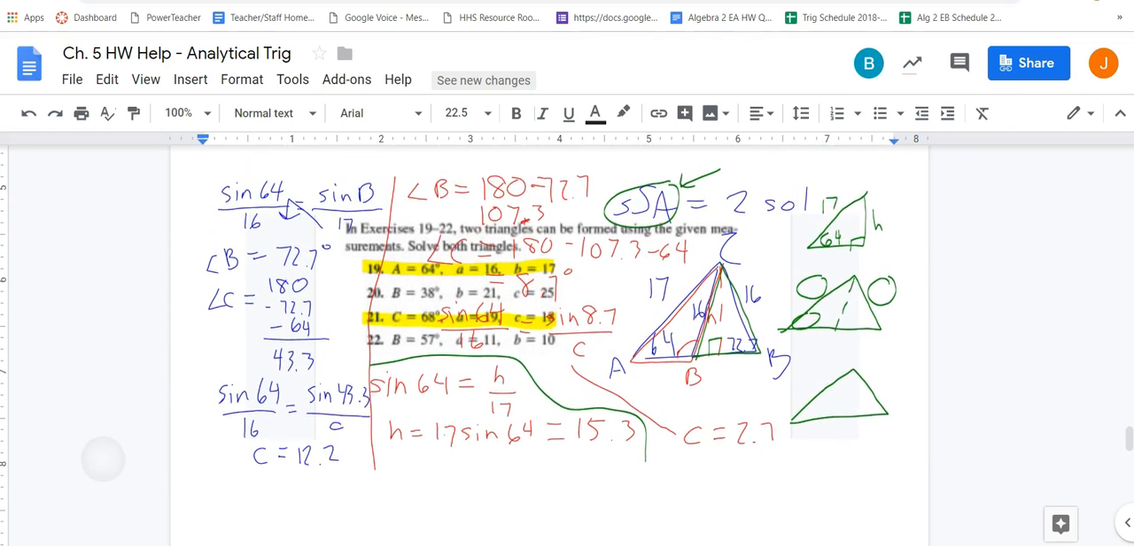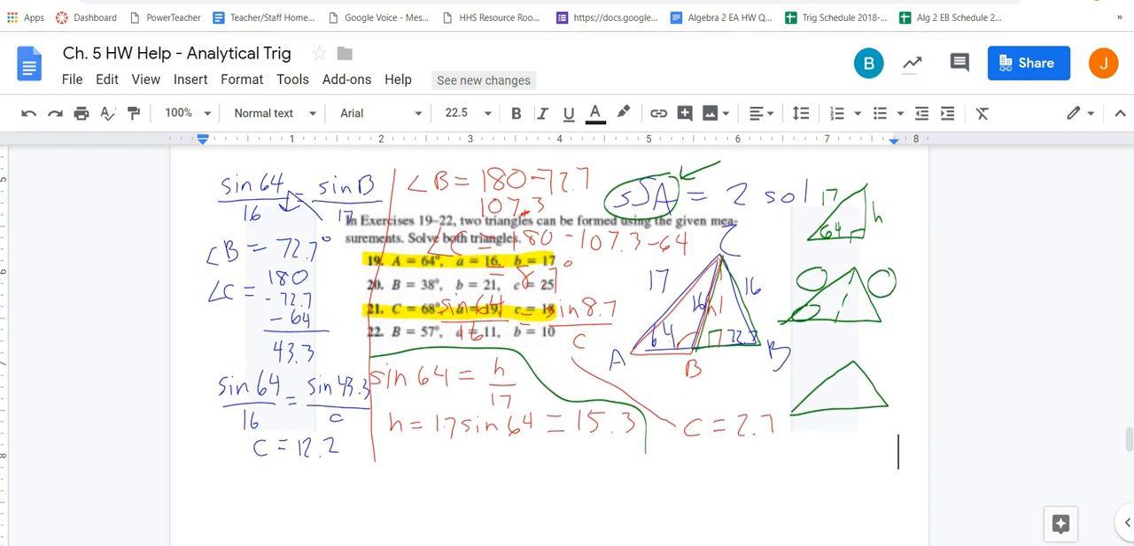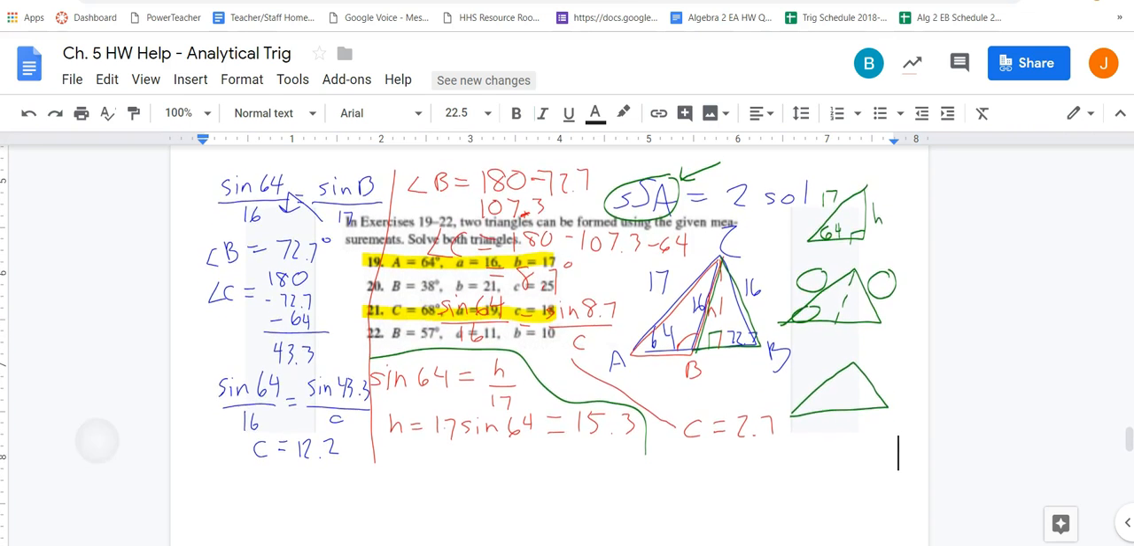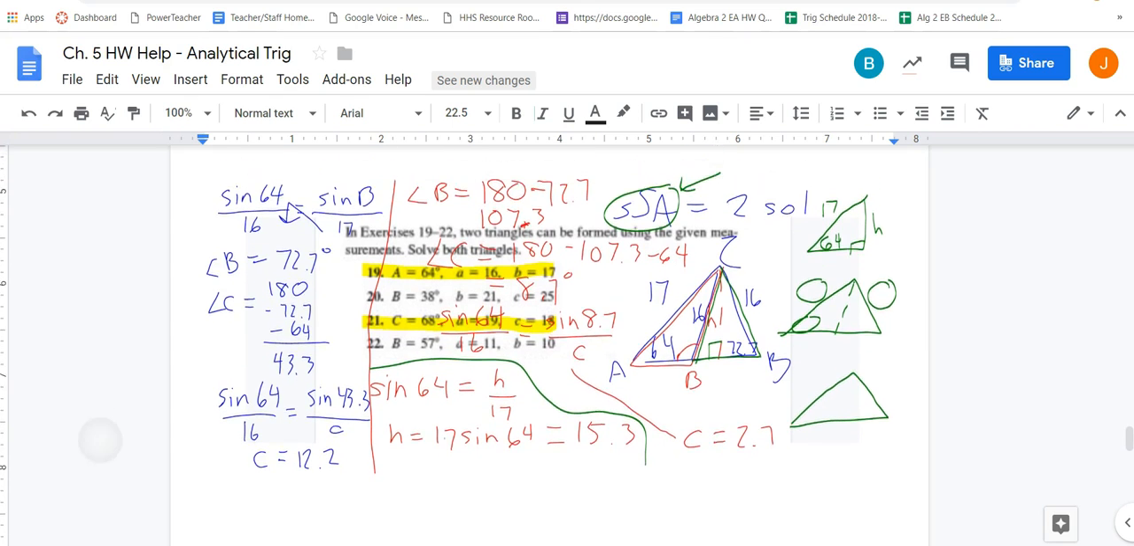Side C of the red triangle was 2.7. Side C of the blue triangle was 12.2. See how we did that on the left side toward the bottom?